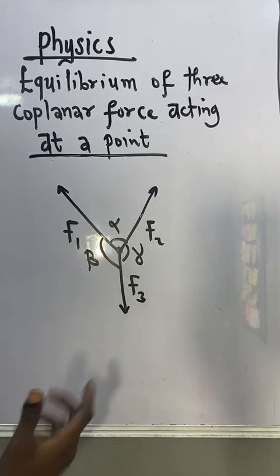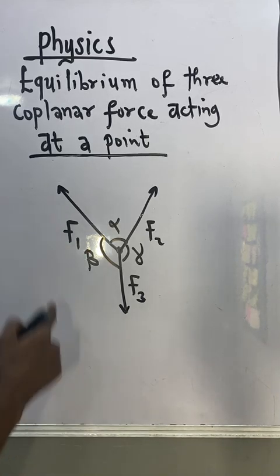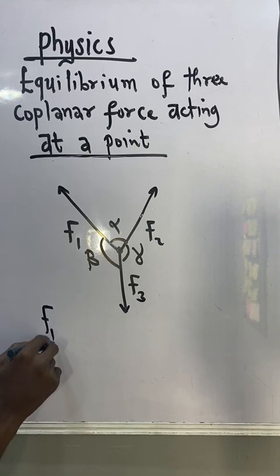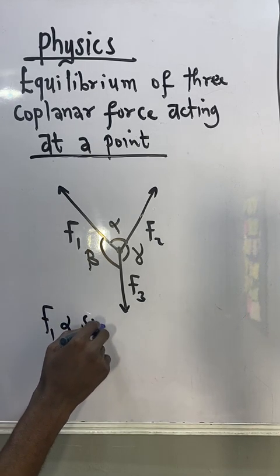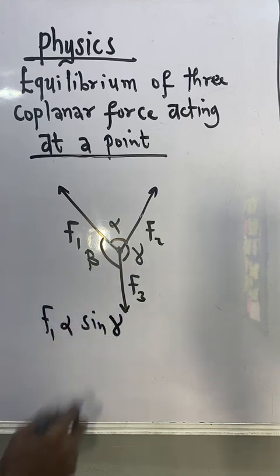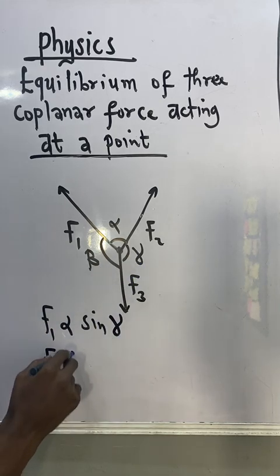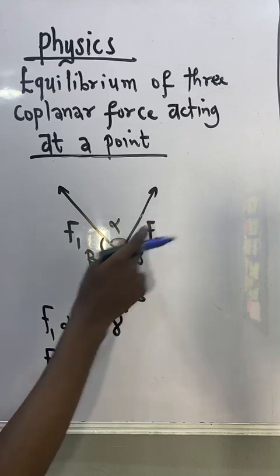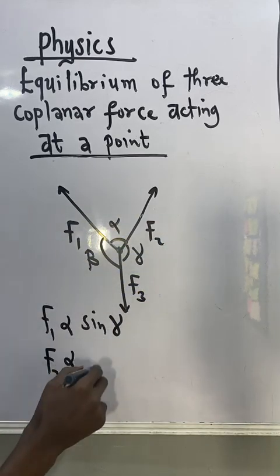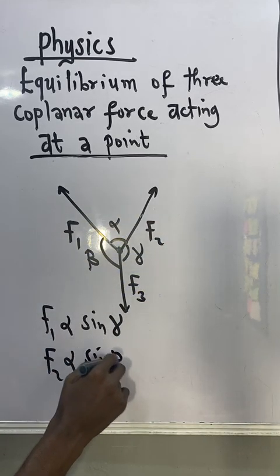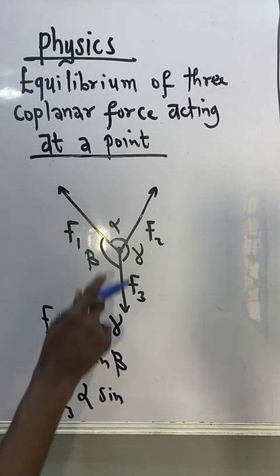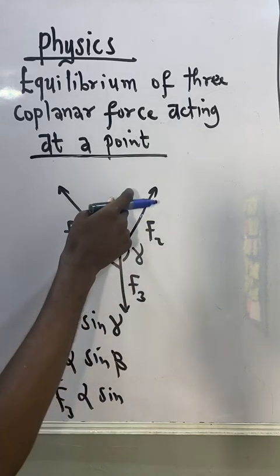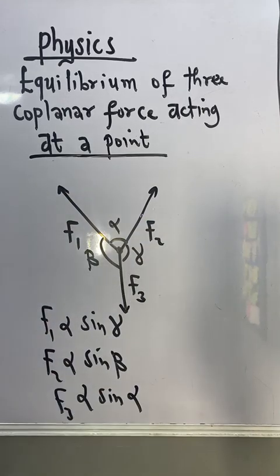Let me represent it mathematically. F1 is proportional to sine of gamma. Then F2 is proportional to the sine of the angle between the other two forces, sine beta. Then F3 is proportional to the sine of the angle between the other two forces, sine alpha.